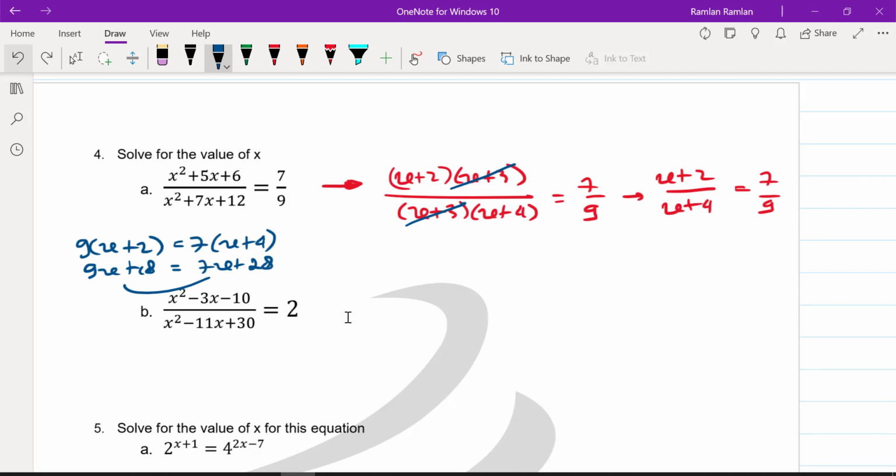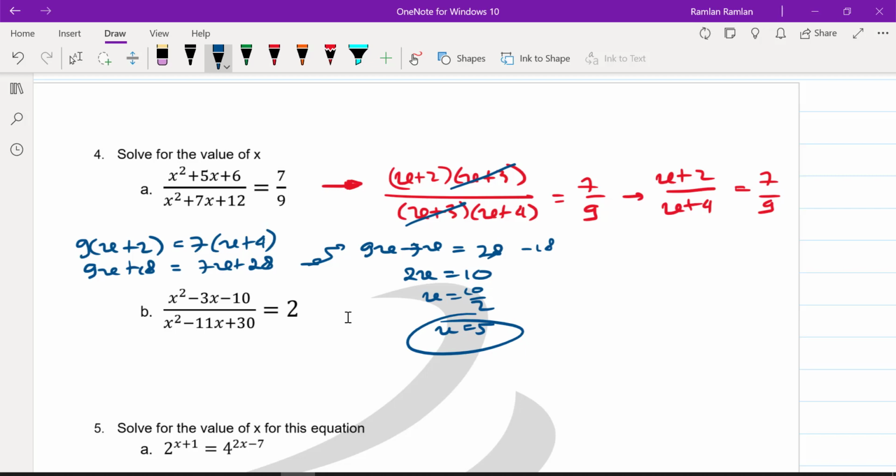So it'll be 9x minus 7x on the left side of the equal sign, and then equals 28, which doesn't go anywhere, on the right side of the equal sign. The 18 moves here, becomes negative, or subtracted by 18. Then 9x minus 7x is 2x, and 28 minus 18 is 10, and x equals 10 divided by 2, so x equals 5. Okay, so this is the final answer.